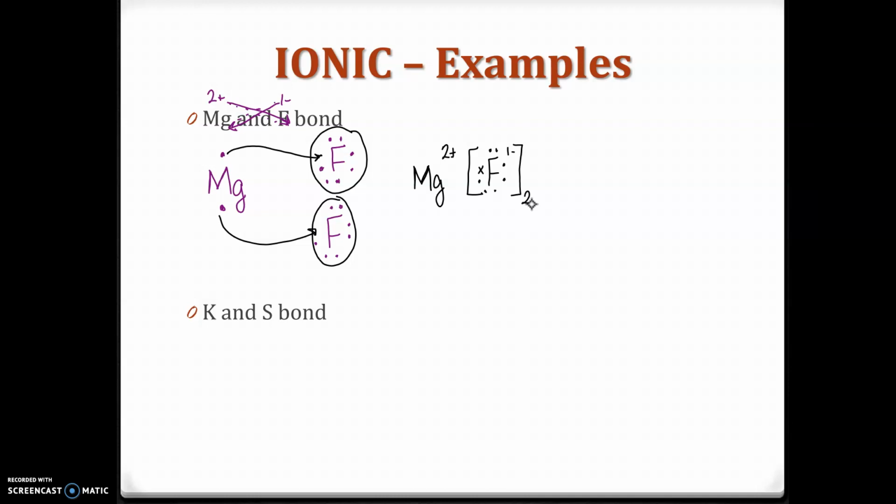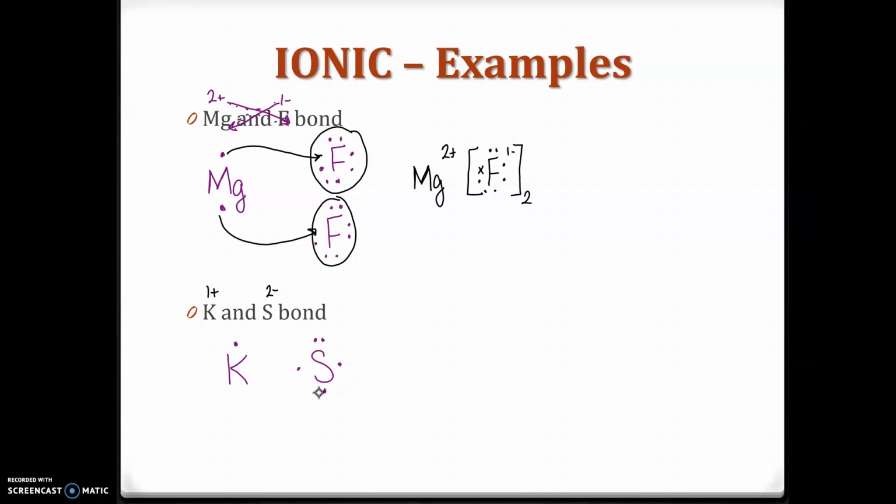Let's look at potassium and sulfur. Potassium is a 1+ charge because it has 1 valence electron. Sulfur is a 2- charge because it has 6 valence electrons, so there's 2 spots that are more easily filled than losing those 6. So we're going to draw their initial valence electrons individually. And sulfur has 6. 1, 2, 3, 4, 5, 6.